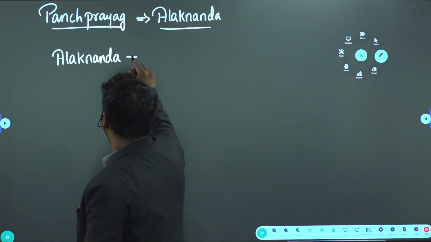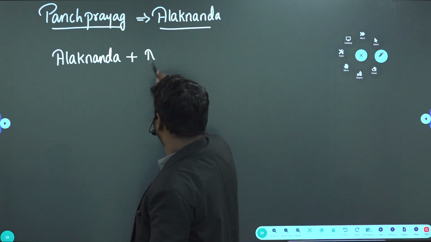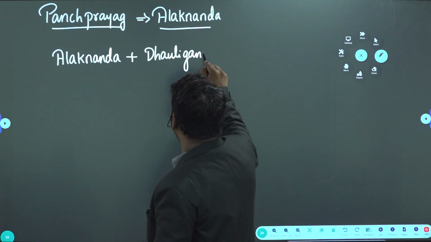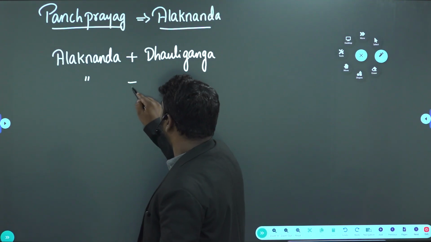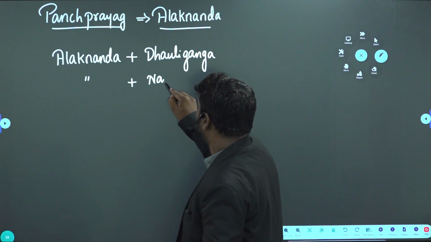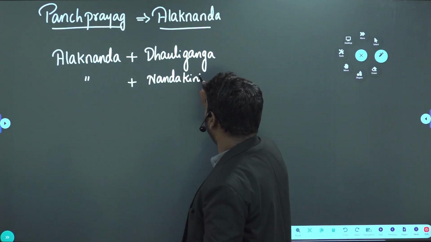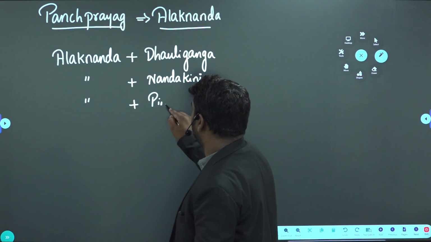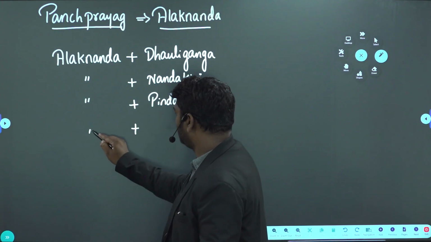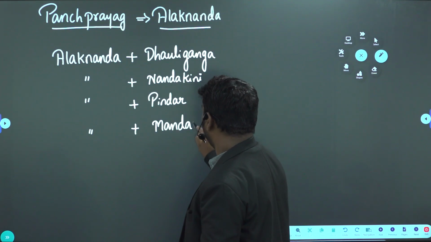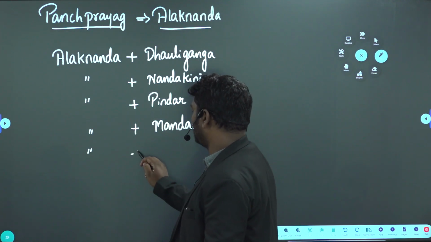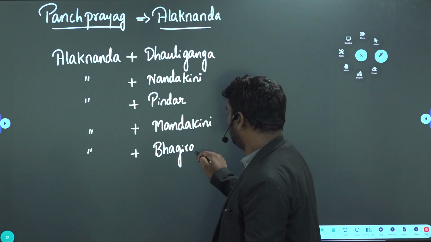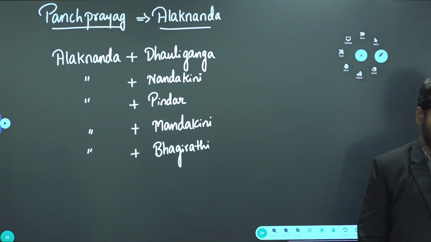Alaknanda joins Dhauli Ganga. Alaknanda joins Nandakini, Pindar river, Mandakini, Bhagirathi.